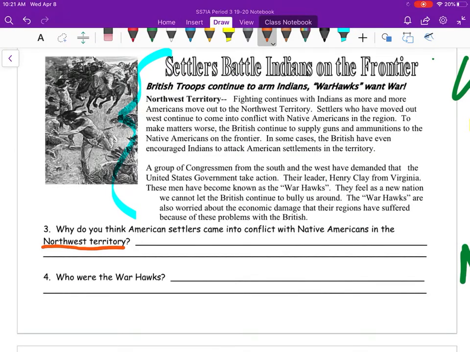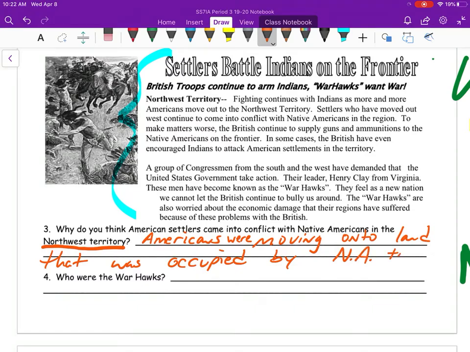Why do you think American settlers came into conflict with Native Americans in the Northwest Territory? First of all, Americans were moving onto land that was occupied by Native American tribes. So those Native American tribes lived there. They had built settlements there. They were probably hunting and farming there.